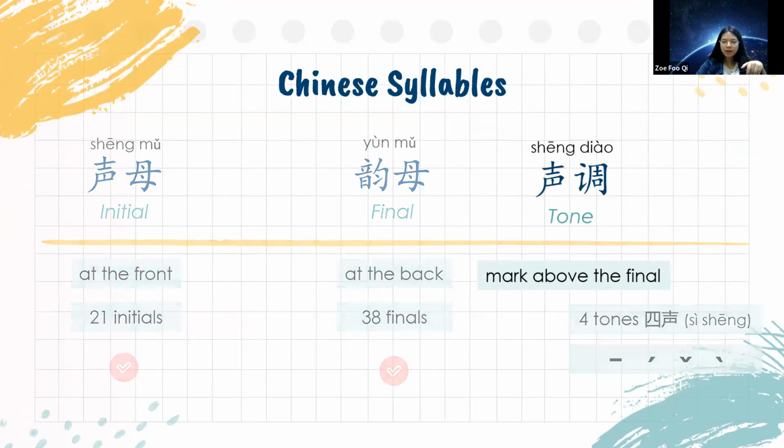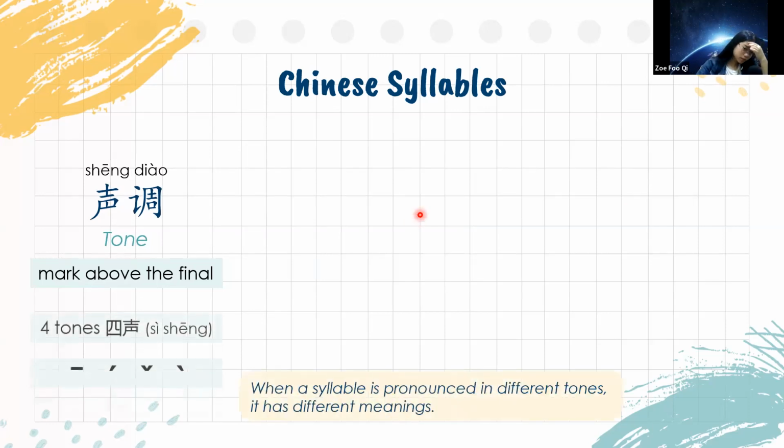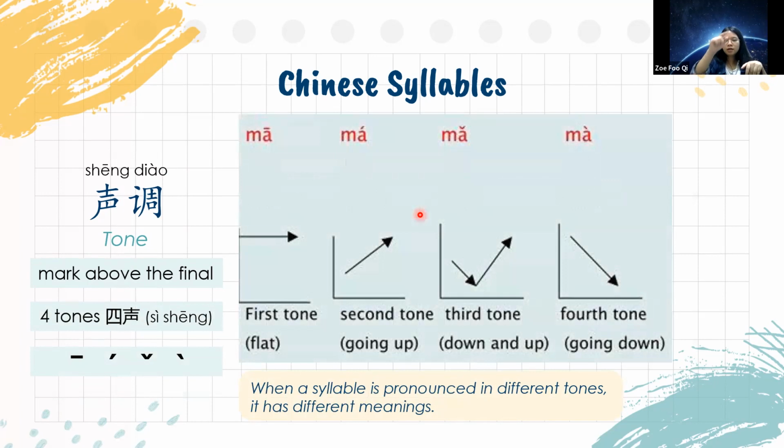And now the tone. If you still remember, how many tones do we have here? For tones we have only 4. We have only 4 tones. The 4 tones have different meanings, so when you try to pronounce, you should pronounce it the proper way.